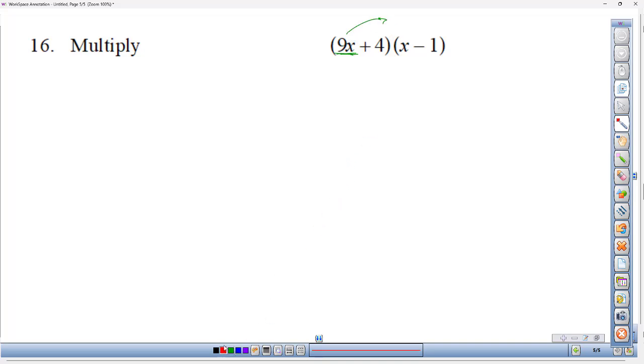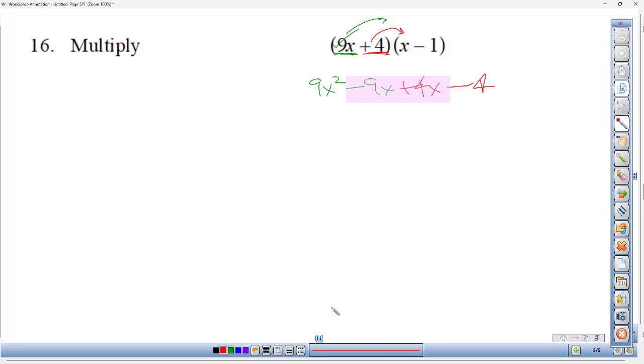We need to distribute the 9x to those x and minus 1, and we need to distribute the plus 4. So one thing at a time, let's distribute the 9x times x would come out to be 9x squared, and 9x times negative 1 comes out to be negative 9x, and that guy is done. It is time for the positive 4. Positive 4 times x would be plus 4x, and positive 4 times negative 1 comes out to be negative 4.